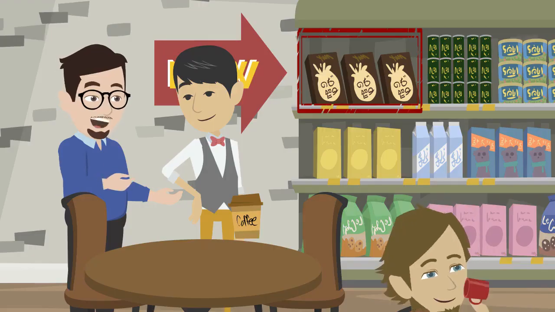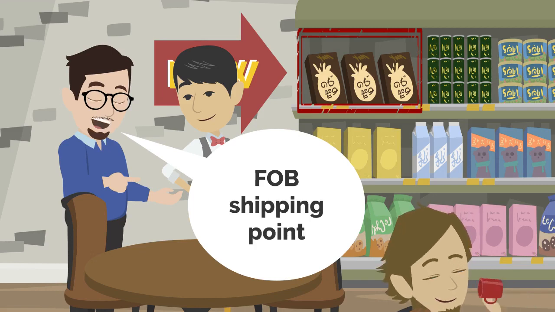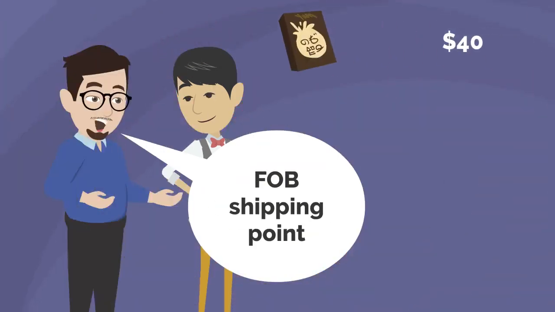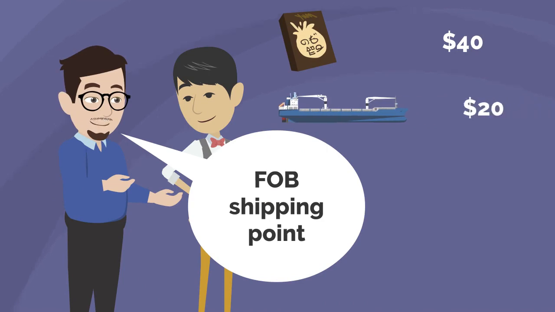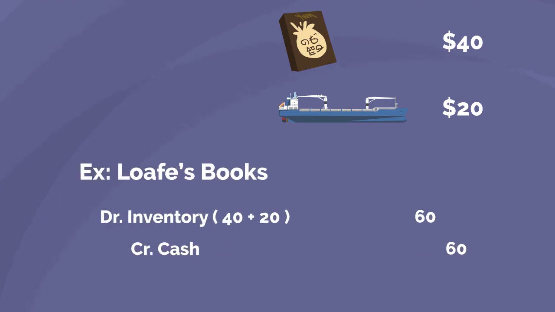Tom informs you that the new merchandise was delivered FOB shipping point. Loaf paid $40 for the new merchandise and $20 for its shipping costs, both on account. He asks you how these transactions should be journalized.